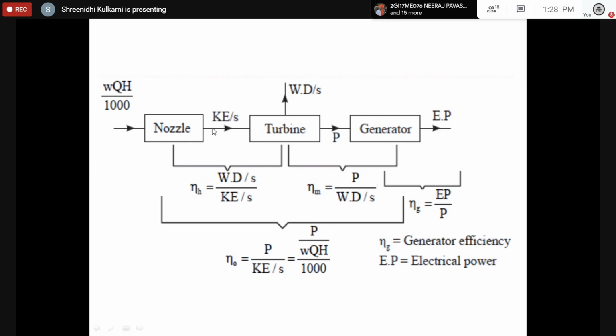Inlet of the turbine, so that is WQH by 1000. So from there to there, P divided by WQH by 1000. This I can call the water power at inlet. While solving the problem, we can simply take the overall efficiency as hydraulic efficiency into mechanical efficiency. So that is the overall efficiency.